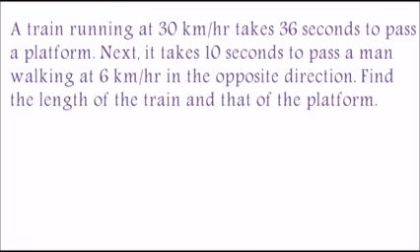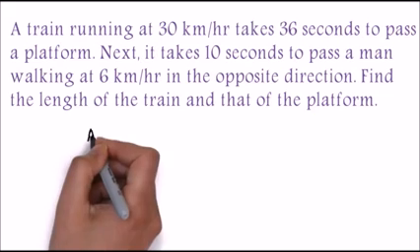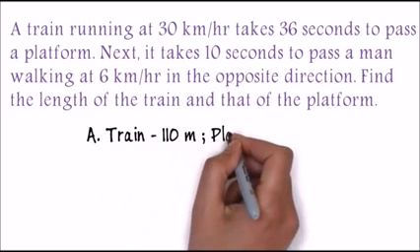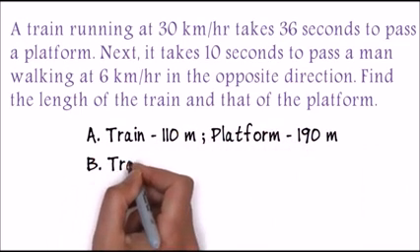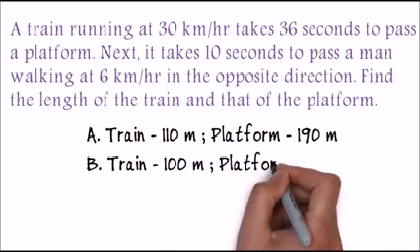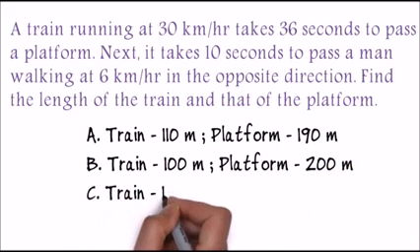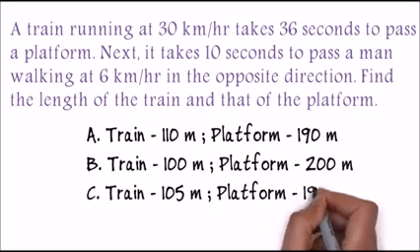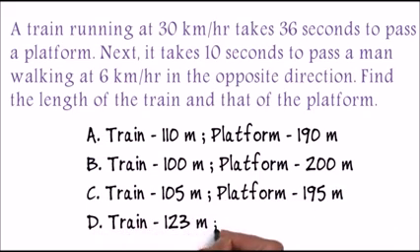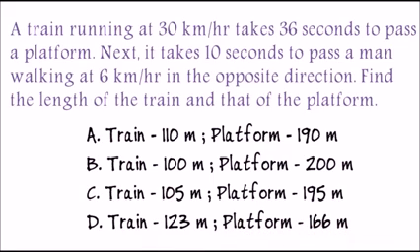A train running at 30 km per hour takes 36 seconds to pass a platform. Next, it takes 10 seconds to pass a man walking at 6 km per hour in the opposite direction. Find the length of the train and that of the platform. Options are option A, train 110 meter and platform 190 meter. Option B, train 100 meter, platform 200 meter. Option C, train 105 meter and platform 195 meter. Option D, train 123 meter and platform 166 meter.